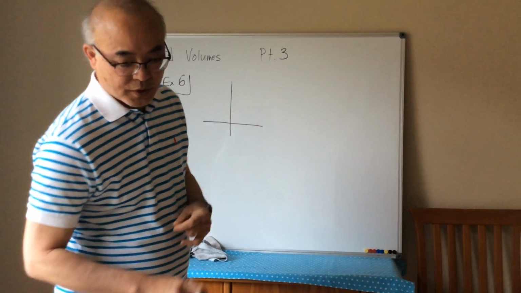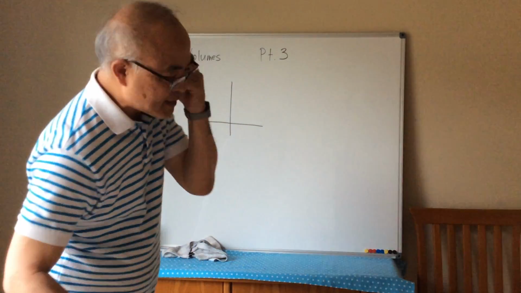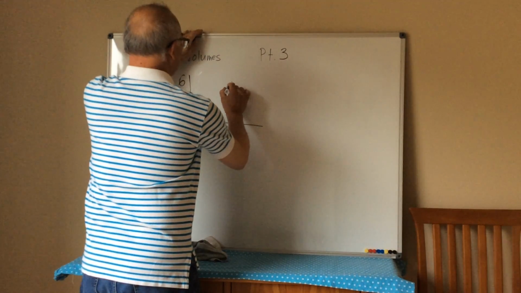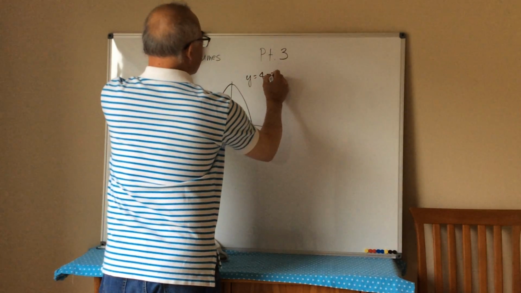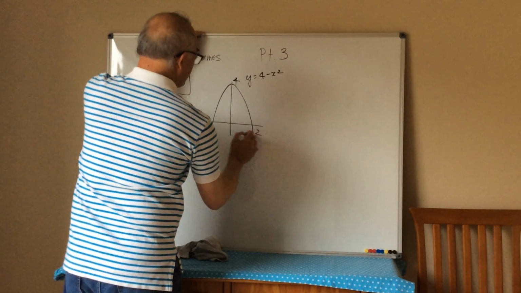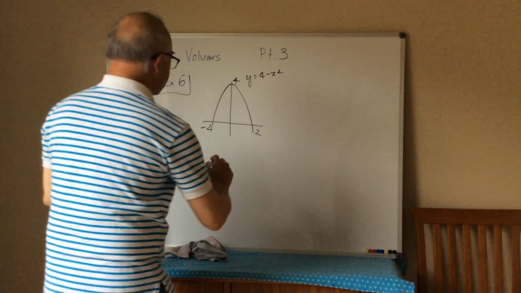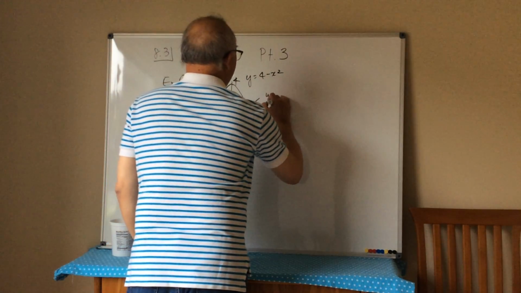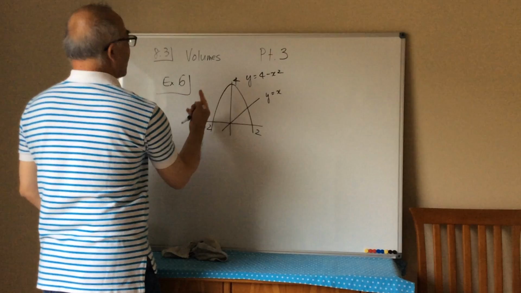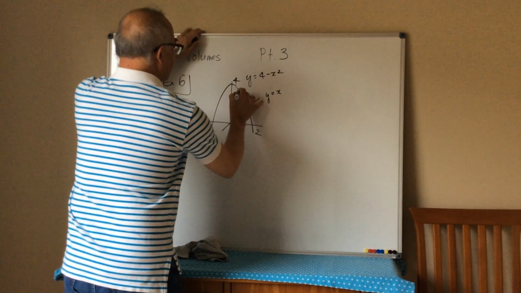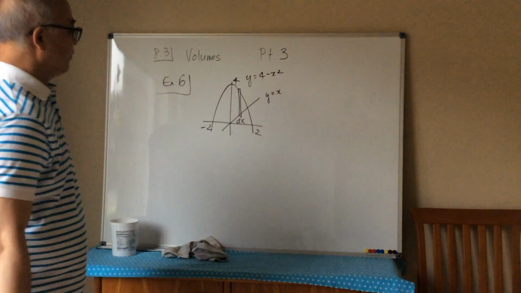So in this one, we're going to go 4 minus x squared. It tells us to use the cylindrical shell method. So we have y = 4 minus x squared, which crosses at 4, 2, and negative 2. And the other one looks like this, y = x. We're going to rotate this region around the y-axis. So we're going to have dx's here.